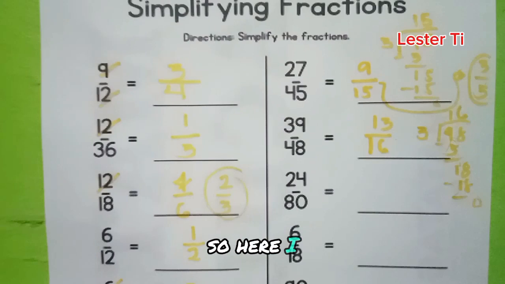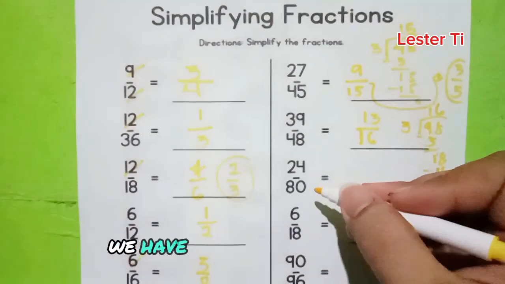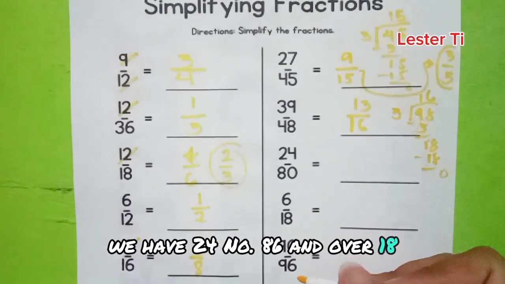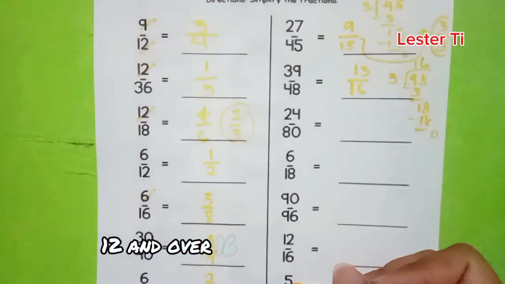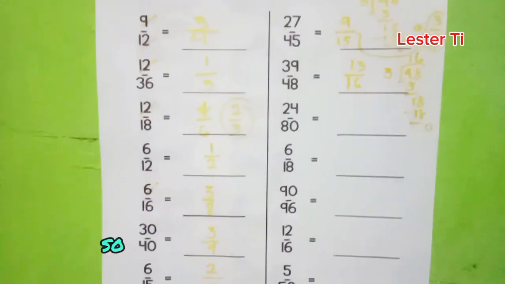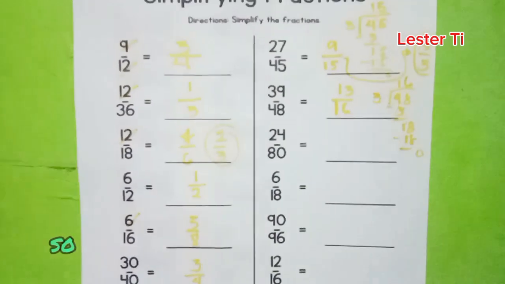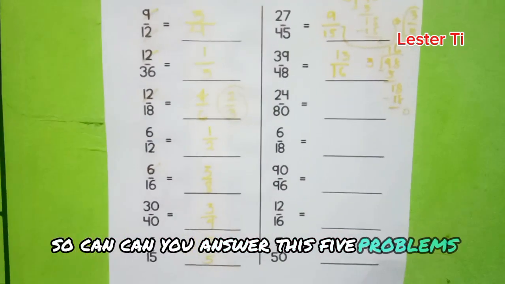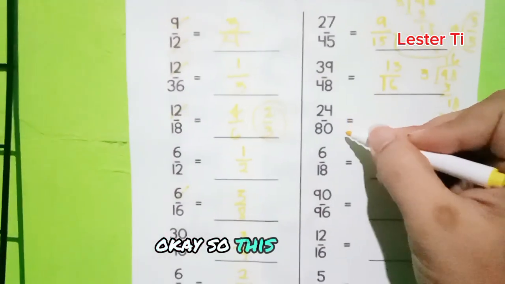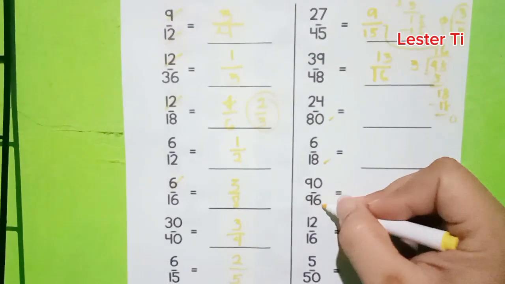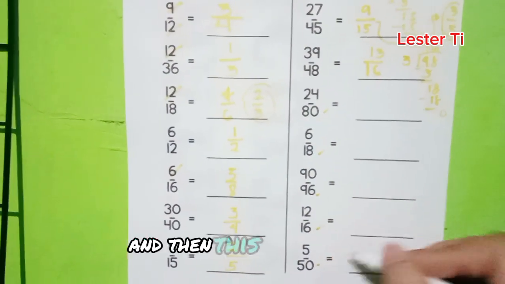So here we have 24 over 18, 6 over 18, 19 over 96, 12 over 16, and 5 over 50. So can you do that for me, guys? Can you answer these 5 problems? This one, this one, this one, this one, and this one.